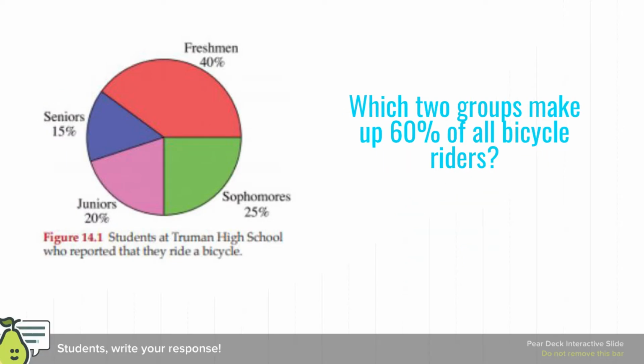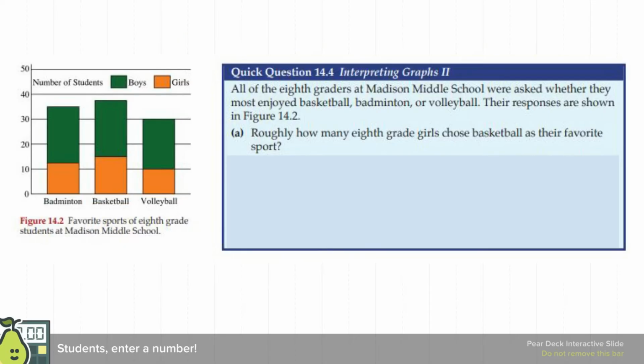Which two groups make up 60% of all bicycle riders? So you're just going to look for the ones that add up to 60. And so it would be freshmen and juniors. And that would be the answer to the statement.